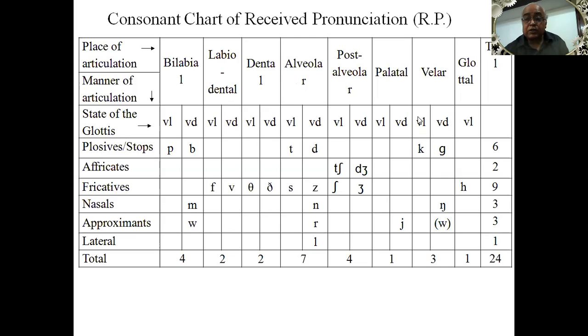K is voiceless. The vocal cords are held wide apart from each other, and the air passes through. When the air passes, there is no vibration. It's a velar sound because the back of the tongue touches the velum or the soft palate. This is the second criterion for us, the place of articulation. And the third criterion is the manner of articulation. So it is also a plosive.